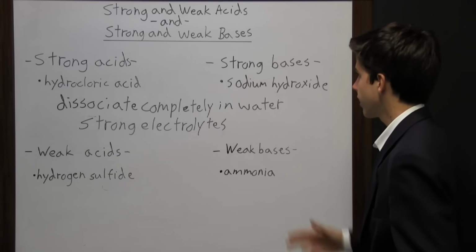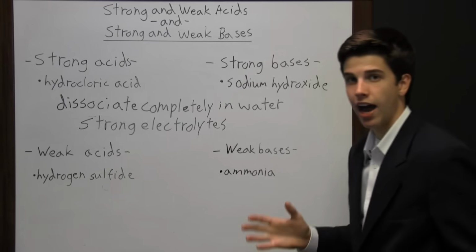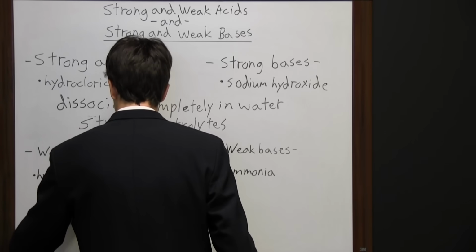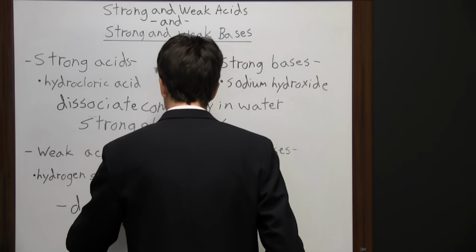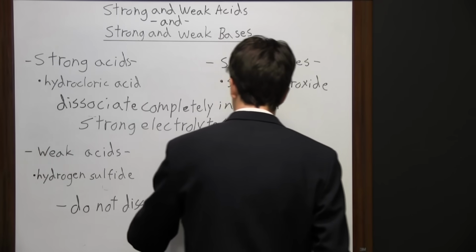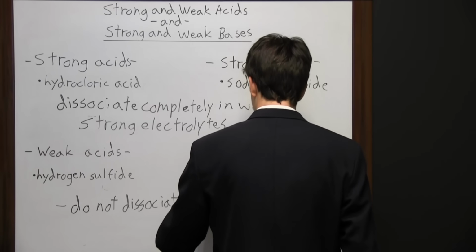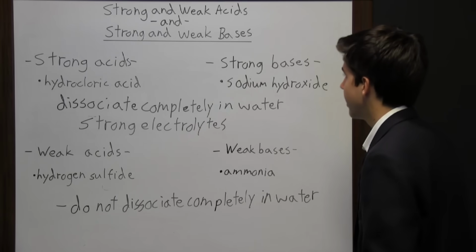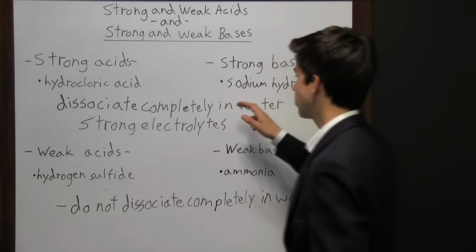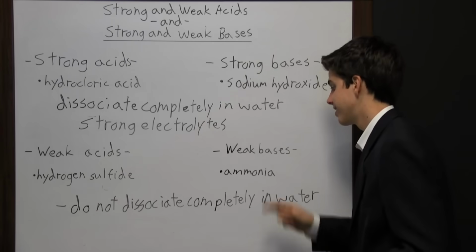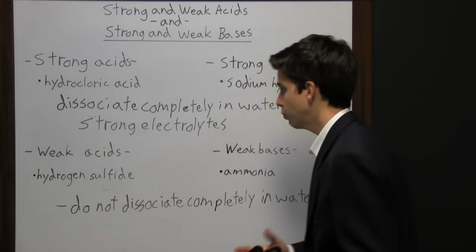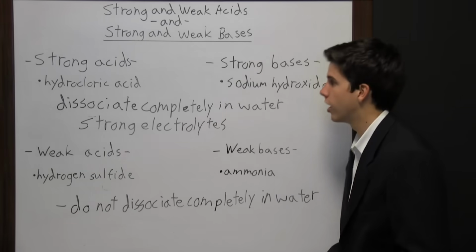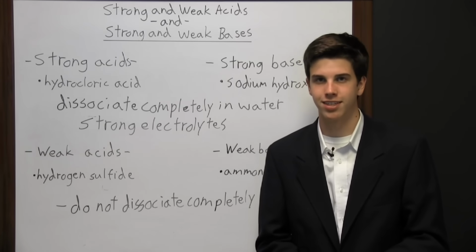Now, an example of a strong acid is hydrochloric acid, and an example of a strong base would be sodium hydroxide. Now, like strong acids and strong bases, weak acids and weak bases have their obvious differences, but they do have one thing in common, and that's that they do not dissociate completely in water. So just stick with me here so you can remember the differences, that strong acids and strong bases do dissociate completely in water, but weak acids and weak bases do not dissociate completely in water. An example of a weak acid is hydrogen sulfide, and an example of a weak base is ammonia. So that's a quick overview of strong and weak acids and strong and weak bases.